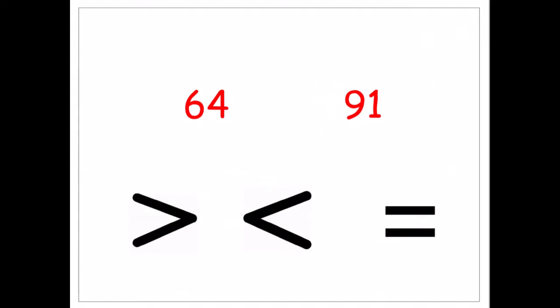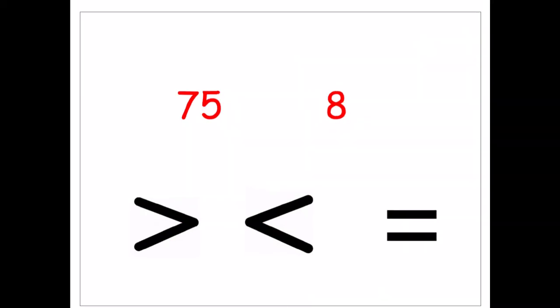Hopefully you recognise that 91 is greater than, so we have to go this way. So now it reads 64 is less than 91. There are a few different ways to remember just which symbol to use. Some people like to think of the big number being eaten. So if you imagine that our symbol has some teeth, the big number will be eaten. So now we have, and it still reads the same, 64 is less than 91.